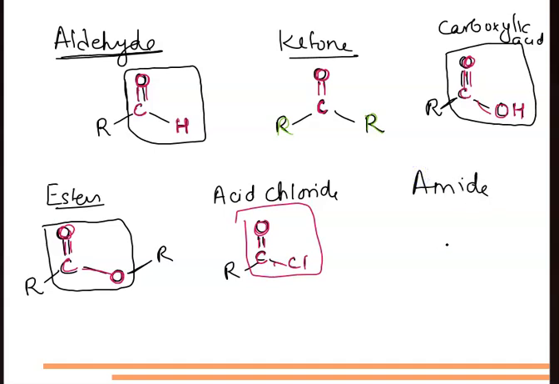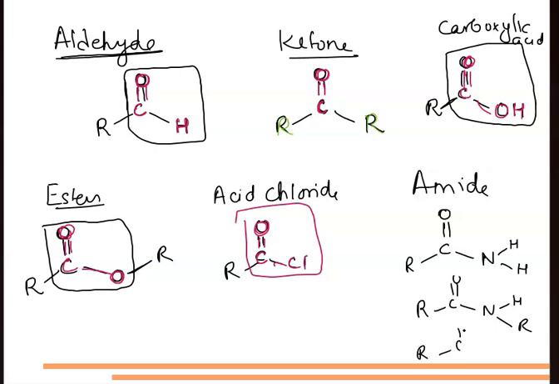Amide has a necessary carbonyl, that is CO, so we have R, CO, and then it has to be connected to N. The nitrogen can be connected to two hydrogens, or one hydrogen and an R group, or two R groups. So these are different variations of the amide.